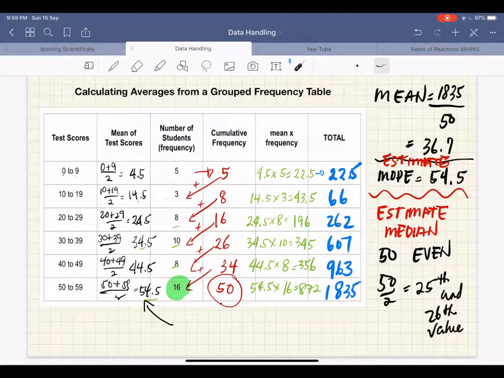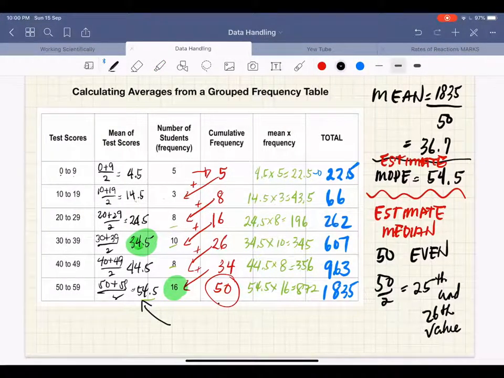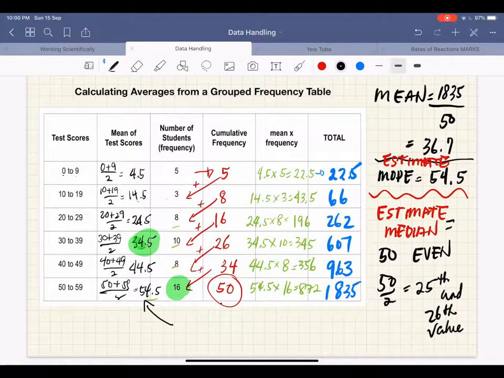So all we can do really is to estimate. We can just look at the mean, and then we can estimate that to be the median, 34.5. So our estimated median value is 34.5. Okay, so hope this tutorial helps you calculate averages from the grouped frequency table.